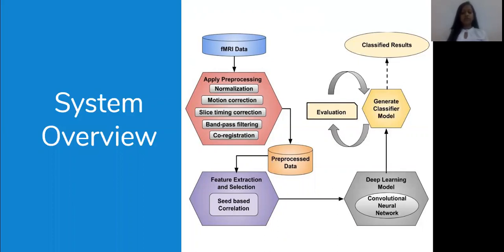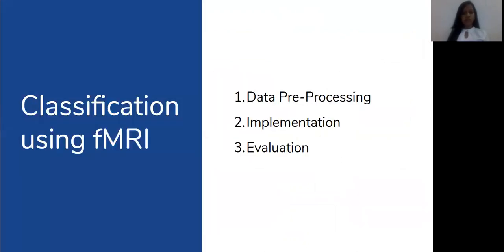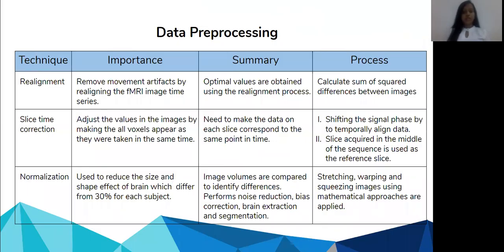For feature extraction, we have used seed-based correlation. Then the pre-processed and feature extracted data was applied for deep learning model. As deep learning model, we have used convolutional neural network, and then the generated classifier model was evaluated using accuracy, precision, recall values, and finally classified the results. The classification using fMRI can be discussed under data preprocessing, implementation, and evaluation.